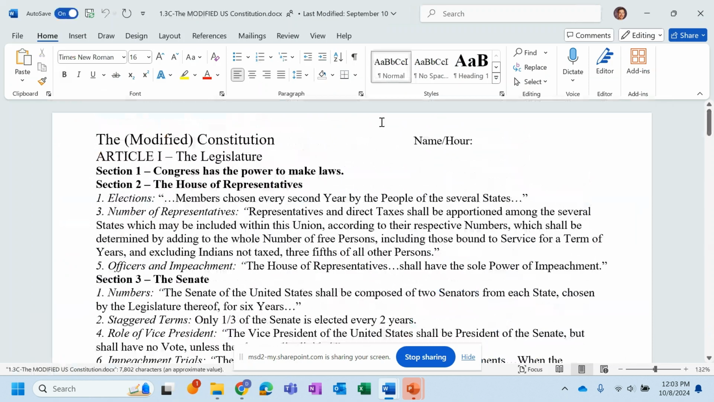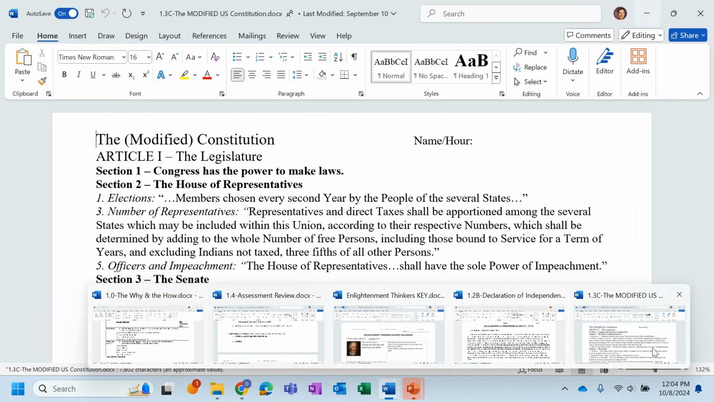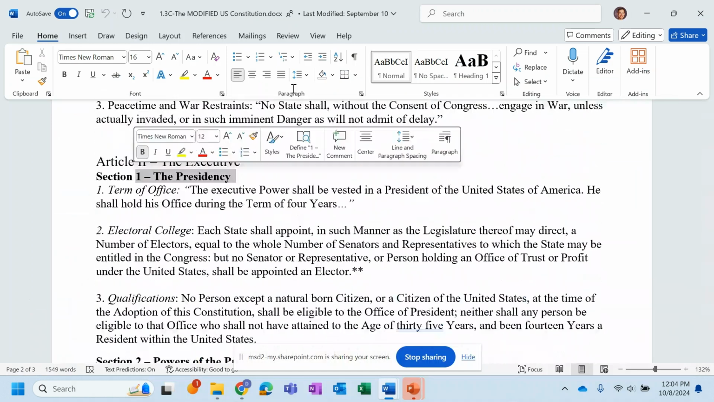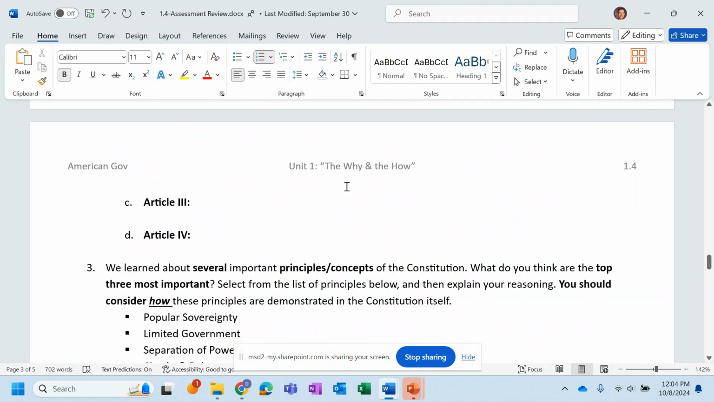Article 1 is the legislature, the lawmaking bodies, the Congress, legislation, lawmaking. Article 2 is going to be your executive, the presidency. Okay. Sorry, I'm showing you. I know what these are. I'm just showing them to you. Executive, president. Executive is to execute, enforcement. The executives of a business, for example, the chief executive officer is the person that runs the company. It's basically what the president does. They run the company of the United States.